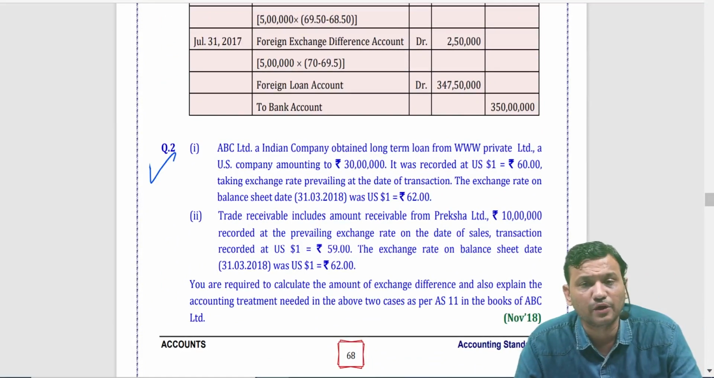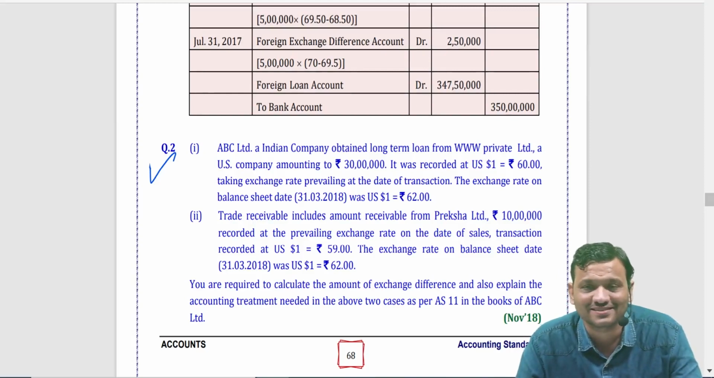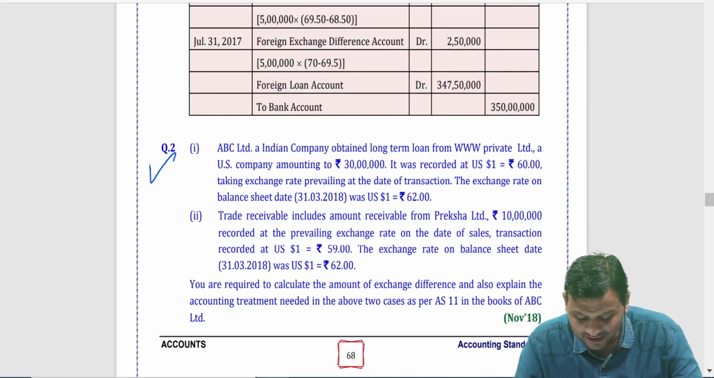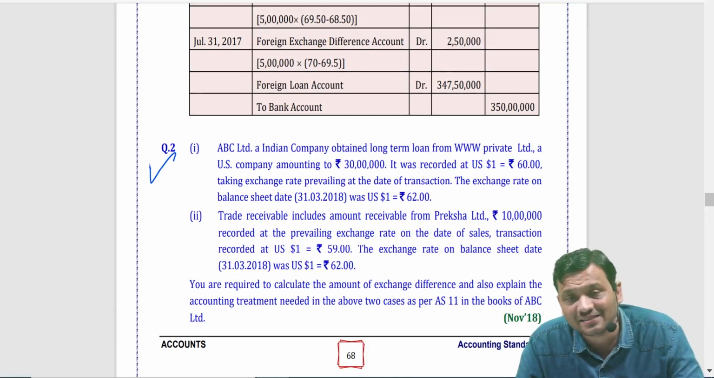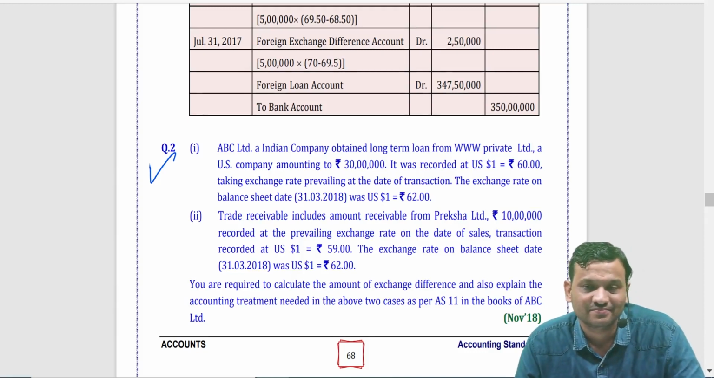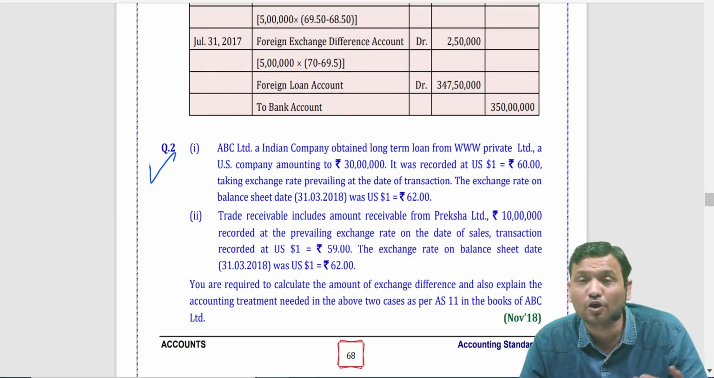ABC, an Indian company, obtained a long-term loan from WWW Private Limited, a US company, amounting to 30 lakhs. Can I say it is similar to what we discussed? At rupees 60, taking the exchange rate on the date of transaction. The exchange rate now is 62. So first of all, my dear students, what will you do? 30 lakhs divided by 60 gives 50,000 dollars. And that 50,000 will be translated from 60 to 62. So there is a loss.